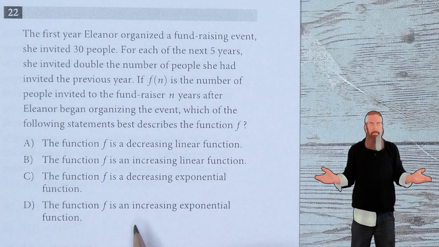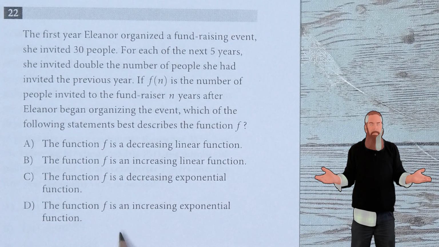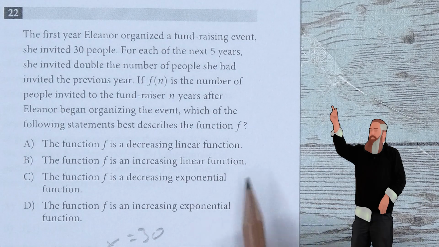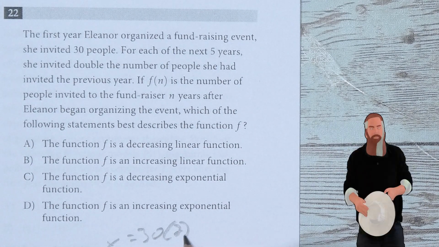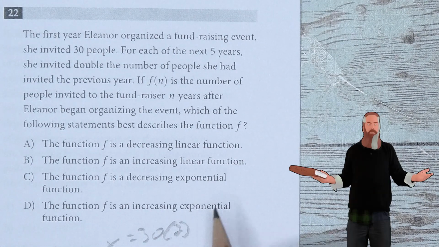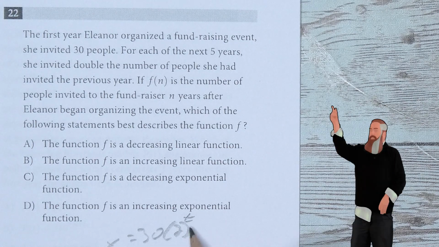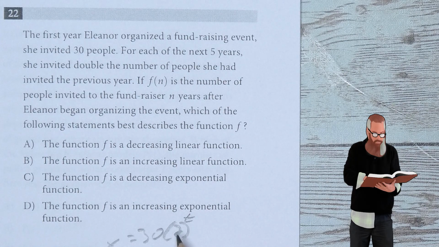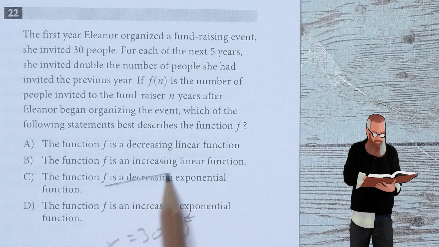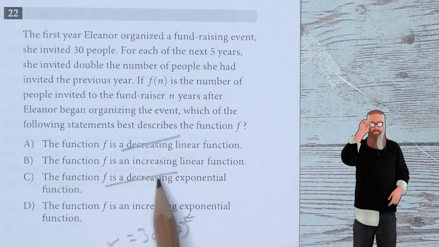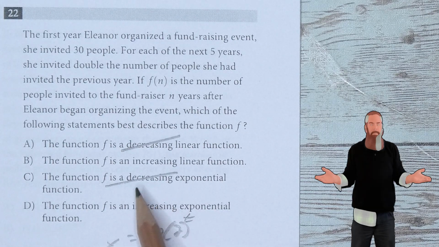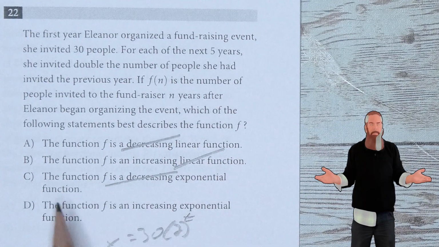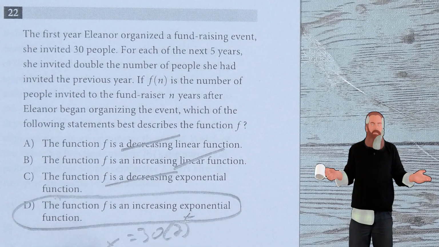So I think it's really easy to start out by saying that y is going to be equal to 30 the first year. And the second year, she doubled it, so it was times 2. But every year after that, she doubled it again, which means we would wind up with a t. So now we have a function. This is definitely not a decreasing function because there are more people every year. And we're not dealing with a linear function, which means that we're left with D as the answer.